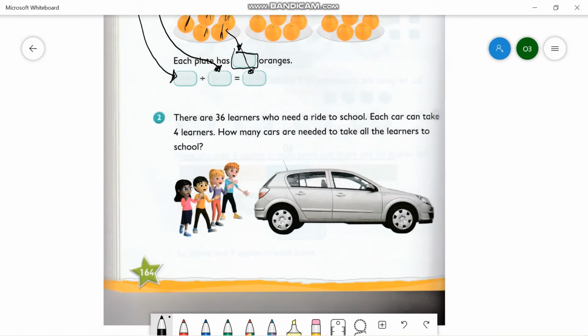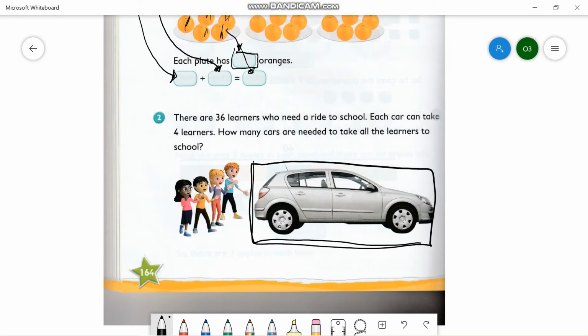There are 36 learners who need a ride to school. Each car can take 4 learners. How many cars are needed to take all the learners to the school? Okay, so this car can only accommodate 4 learners or 4 students. So if there are 36 students, how many cars do we need to put all the students or the learners?